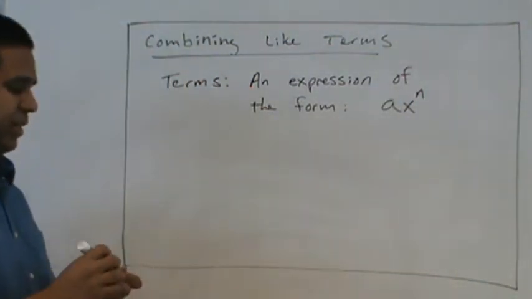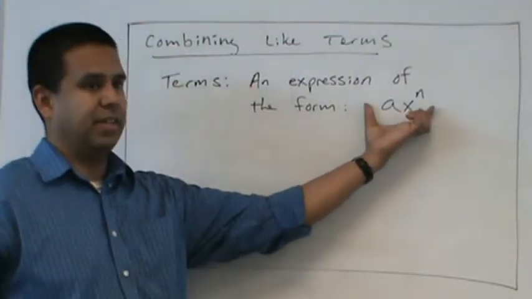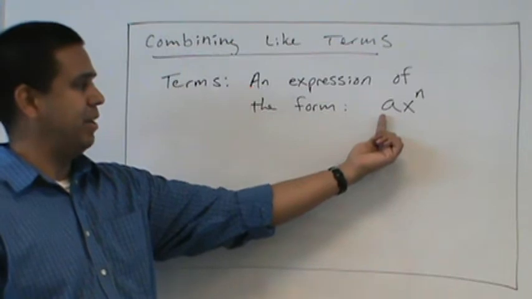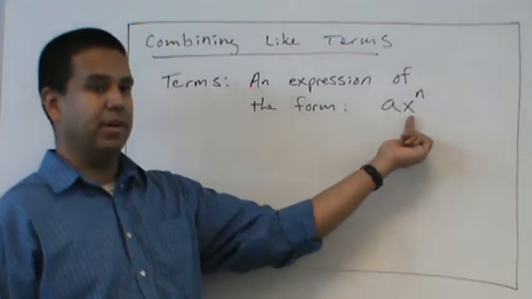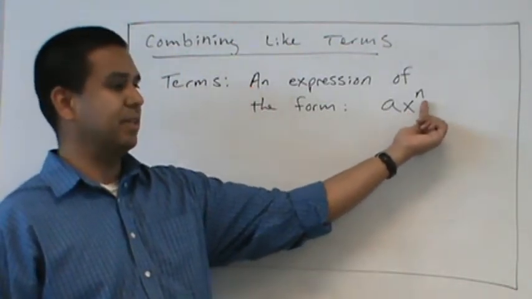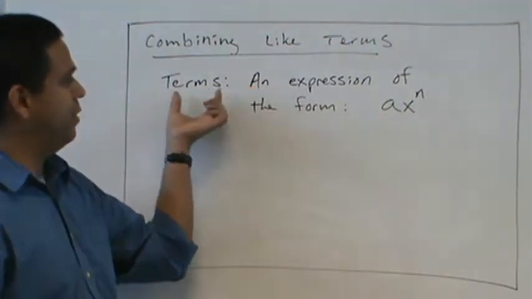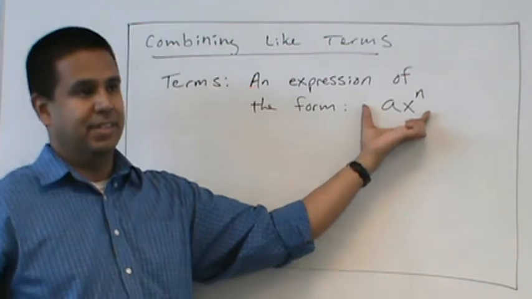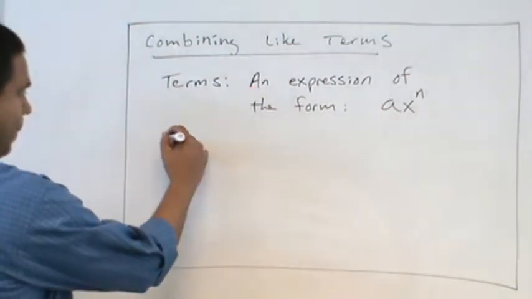So a term is an expression that looks like this, okay? We could have a coefficient out in the front. We could have a variable. That variable could have an exponent. So this is a term. A term is an expression that looks like this. And I'll give you some examples.